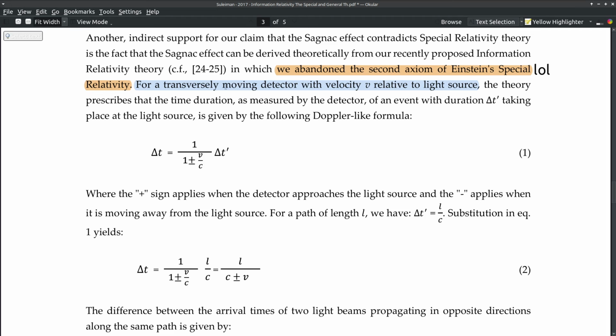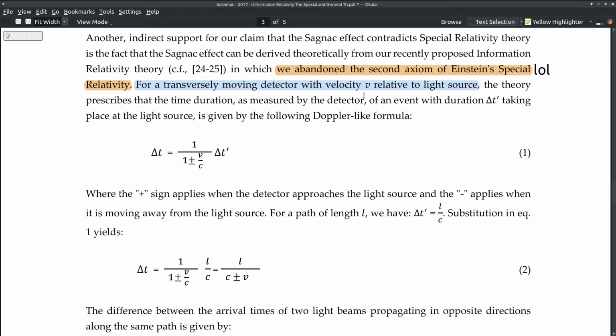So, for a transversely moving detector with a velocity v relative to the light source, the theory prescribes that the time duration as measured by the detector of an event with a duration delta t prime taking place at the light source is given by the following Doppler-like formula. Delta t equals 1 over 1 plus or minus v over c times delta t prime, where the plus sign applies when the detector approaches the light source and the minus applies when it is moving away from the light source. For a path of length L, we have delta t prime equals L over c.